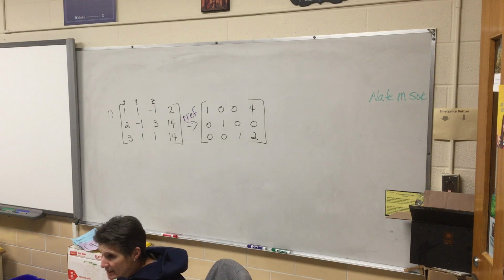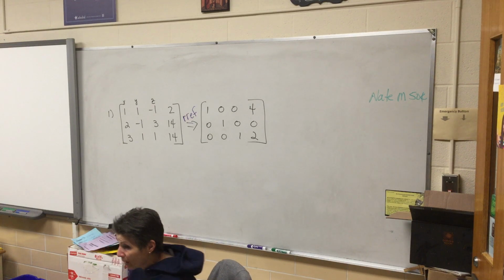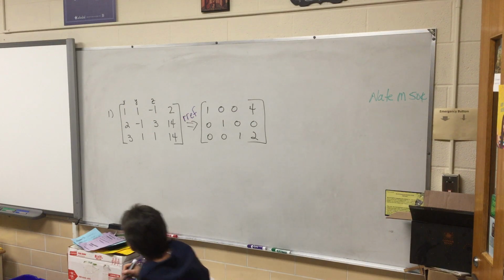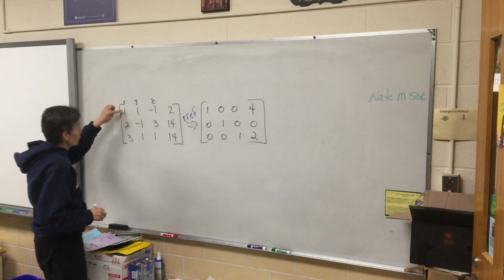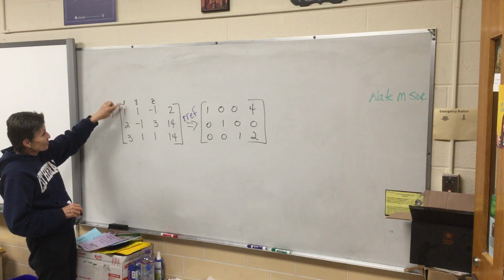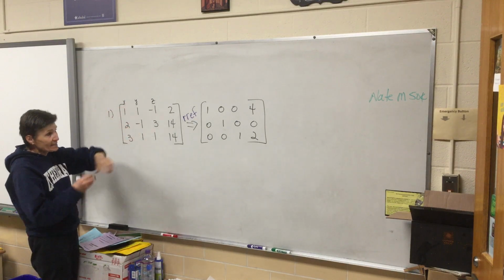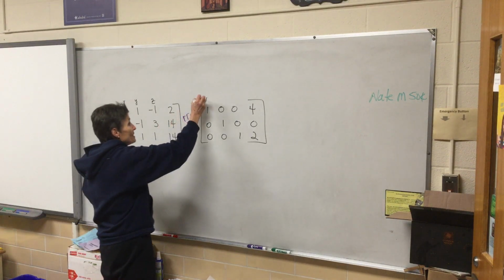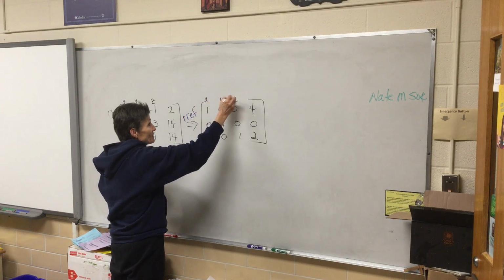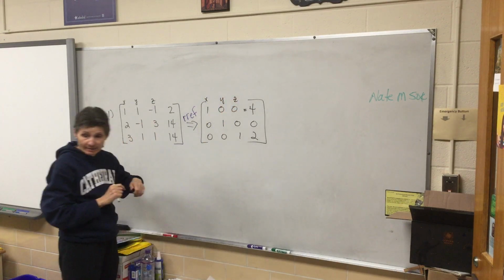Now you're thinking, okay, so what's the answer to the problem? Well, remember when we put the original in? Remember how these were the X numbers and the Y's and the Z's? Well, it's still that way. These are the X's, the Y's, and the Z's, and that's an equal sign.